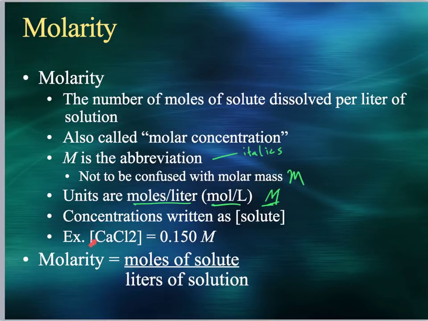The example here, how you would read this, you're going to see this on your homework, is you'd say the concentration of calcium chloride, CaCl2, is equal to 0.150 molar. That's how you'd read that. Concentration of CaCl2 is equal to 0.150 molar. So that's how we read that.